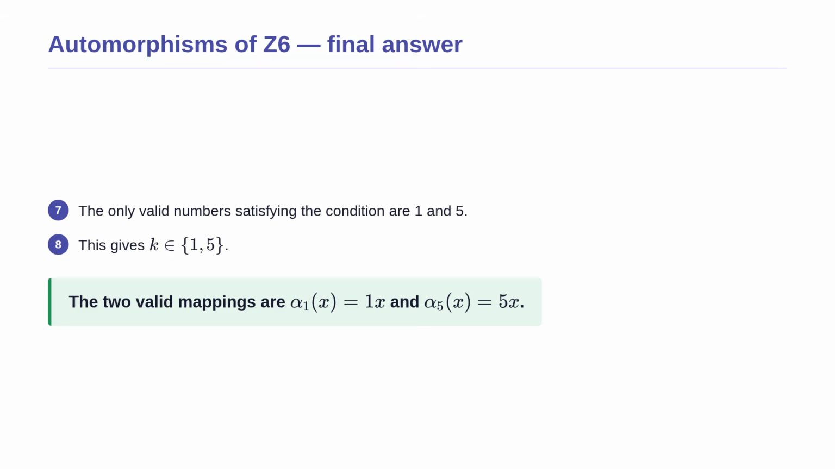The first is the identity mapping, multiplying by 1, which leaves everything unchanged. The second mapping multiplies every element by 5. In our 6-hour clock system, this completely shuffles the elements but perfectly maintains the mathematical rules of the group.